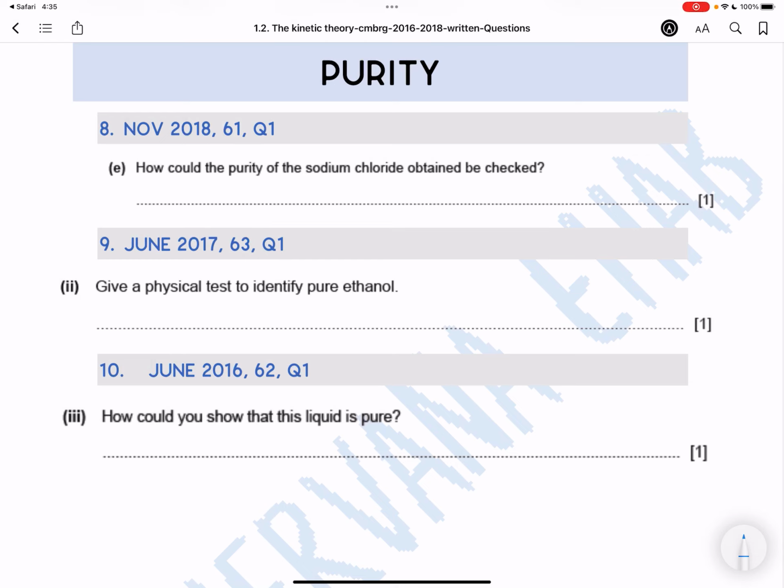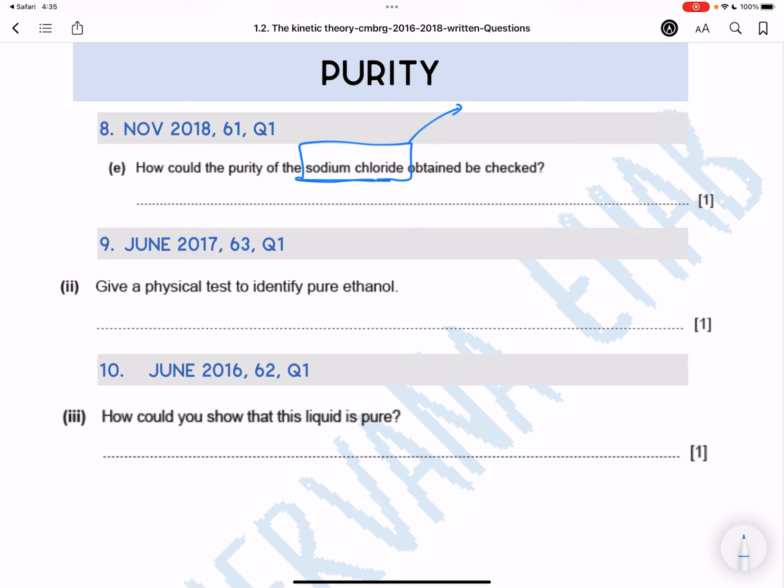How could the purity of sodium chloride be checked? Now, if you want to check the purity of anything in the world, all you gotta do is check its melting point or its boiling point. However, the preference is if it's a solid at room temperature, such as sodium chloride. Sodium chloride is a solid at room temperature.